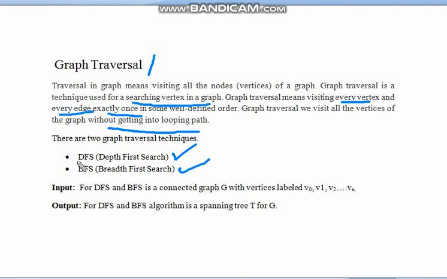For both DFS and BFS, the input is a connected graph with labeled vertices, and the output of both DFS and BFS is a spanning tree, where n vertices in the spanning tree have n minus 1 edges, and no cycles. So this is graph traversal. Let us see the algorithms one by one, DFS and BFS.